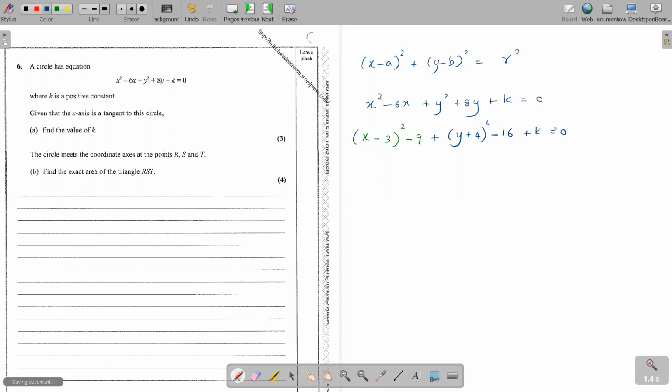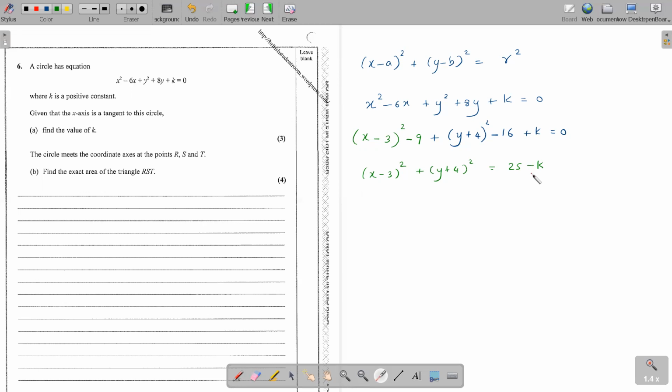So you can see I have completed the square here. So I end up getting (x minus 3) squared plus (y plus 4) squared. So I'll take these to the other side. Minus 9 minus 16 is plus 25 minus k. Right, so this is the circle format, (x minus a) squared plus (y minus b) squared equals r squared. So 25 minus k is my r squared.